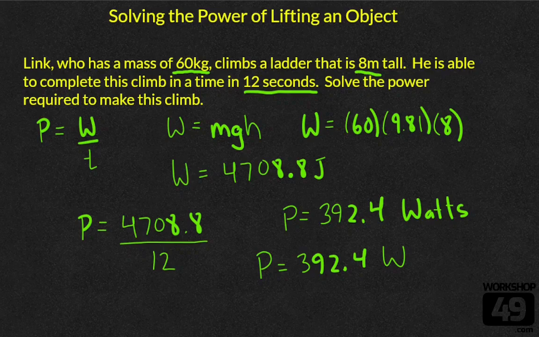If he was able to climb the ladder quicker, he would have had a greater power. If he had climbed the ladder slower, Link would have still done the exact same amount of work, but he would have been less powerful. Clearly, the most powerful person of all would be able to just leap up 8 meters in half a second, and then they would have an incredibly high power. Let's go ahead and look at another example.